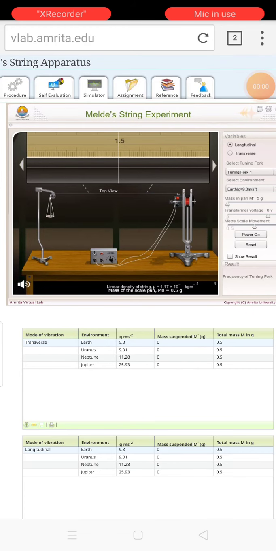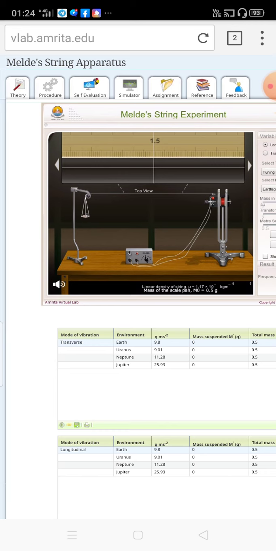Now I am going to demonstrate a practical Melde's string apparatus. You might have seen my earlier videos where I have described the theory and procedure of the experiment. Here I will only explain the simulator based software that you will be using to determine the values of the wave. You will find waves, and the wavelength will have to be measured from two different points. One will be L1 and the other L2, and the difference L2 minus L1 will be determined.